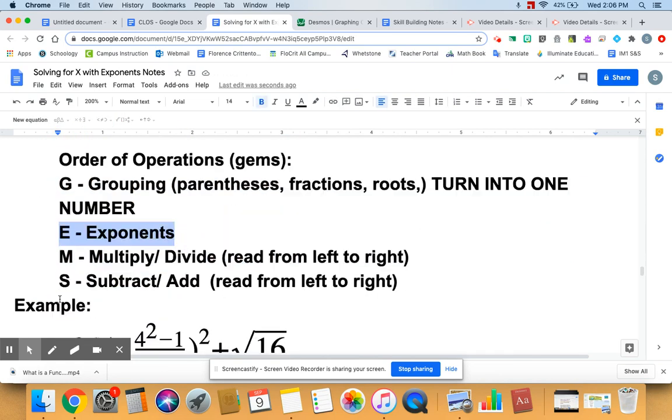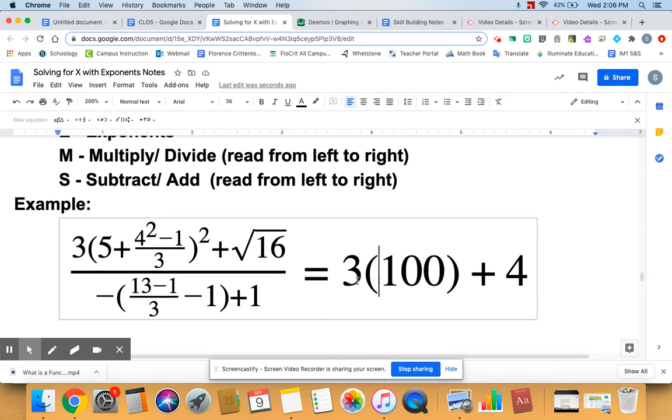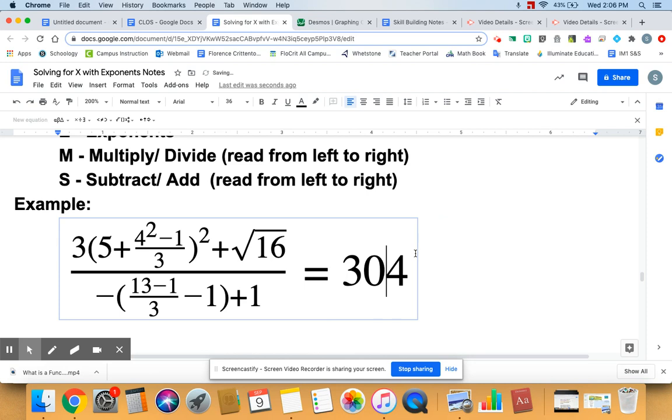Do I have any multiply divide? I do. 3 parentheses 100 means times 100. So 3 times 100 is 300. And now I have 300 plus 4. And 300 plus 4 is 304, which means I have officially grouped my entire numerator, my entire top of my fraction is 304.